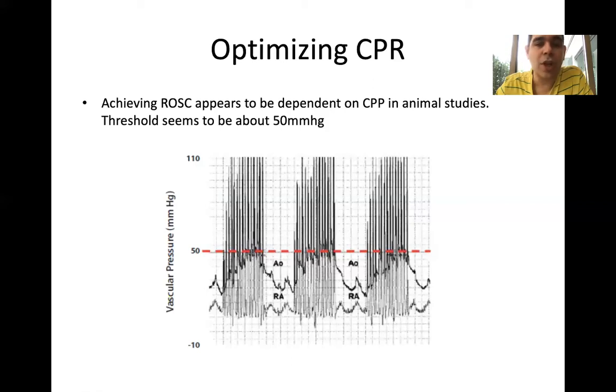And the moment you stop CPR, it drops significantly. And then it climbs up again. And at the end of the CPR cycle, it drops.